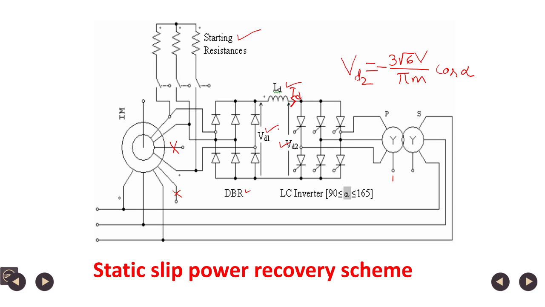Here this side is 1 turn, this side is M turns. So, the transformer turns ratio from the supply side to the inverter side is M is to 1. So, M turns on the supply side and 1 turn on the inverter side. So, the per phase voltage at the inverter terminal is V by M. So, 3 into root 6 by pi, V by M, into cos alpha, and the minus sign takes care of that. So, VD2 polarity is as indicated.